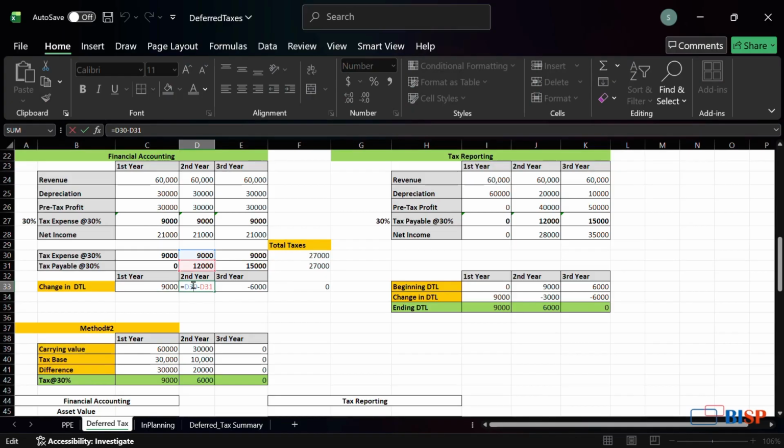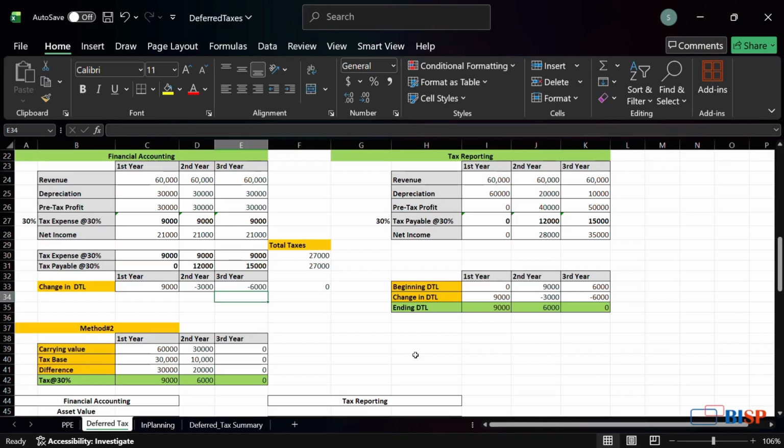This creates a deferred tax liability because the company paid less tax than what was recognized in its financial statement. Second year, 9,000 minus 12,000 equals minus 3,000. Part of the deferred tax liability is now reversing. Third year, 9,000 minus 15,000 is minus 6,000. The remaining deferred tax liability is completely reversed.